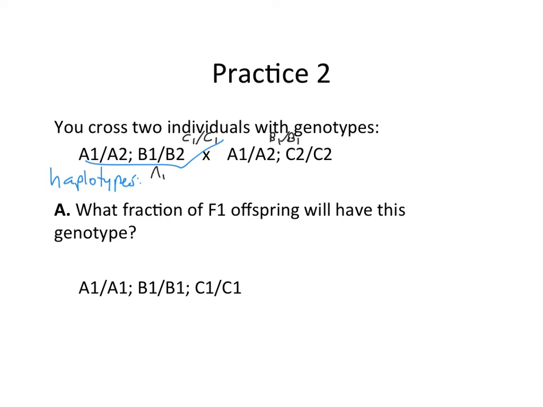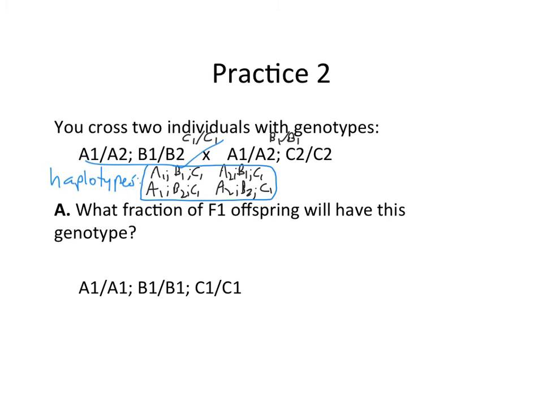There's going to be A1s with B1s, A1s with B2s, A2s with B1s, and A2s with B2s. But because they're homozygous at C, all four of those haplotypes just contain C1. So those are all four distinct haplotypes of the first parent.